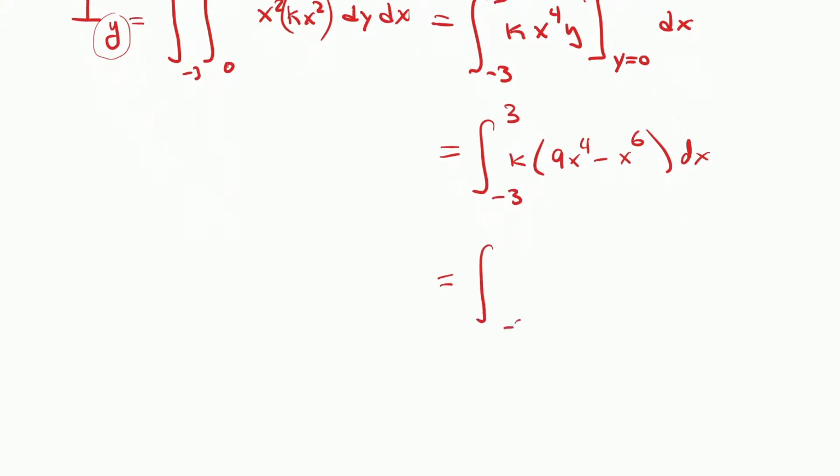Nice even function. Does that mean that I have 0? Can't be 0, could it? Let's see. So from -3 to 3 of, oh, sorry. I'm going to do the antiderivative now. So let's crank this out.